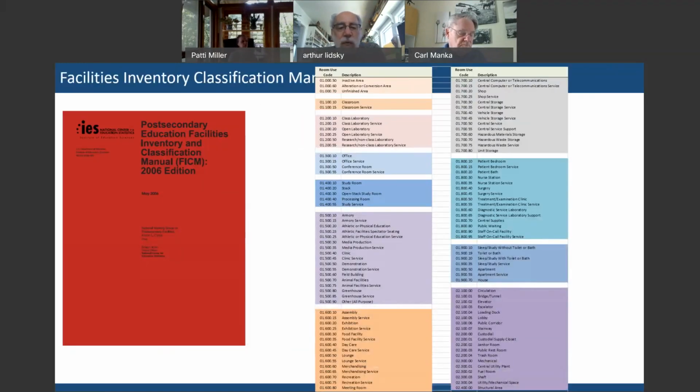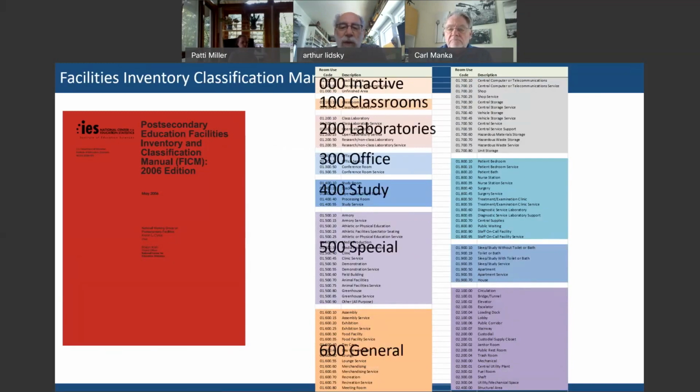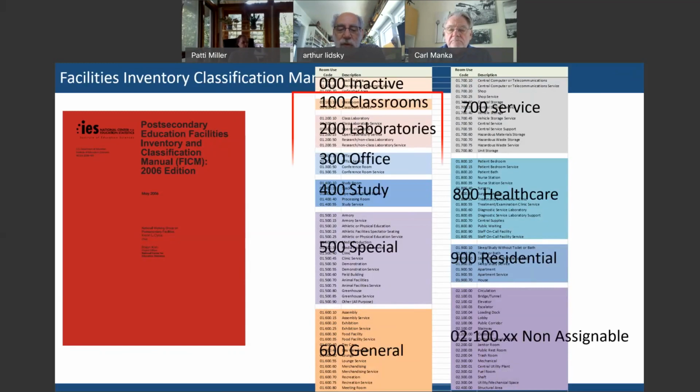So this is the manual that came out in 2006. This was the revised manual, revised actually from 1998, I think it was the last one before that. And these are all the different definitions along the right side of your screen. But basically it is classrooms, laboratories, office, studies, special, and general. And we're going to concentrate really just on these particular coding that's part of the E&G that THEC is focusing on.